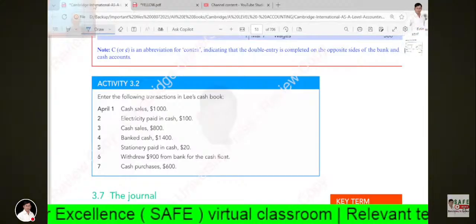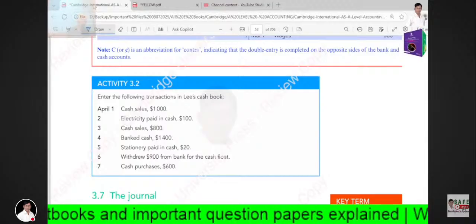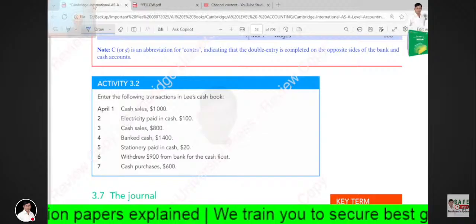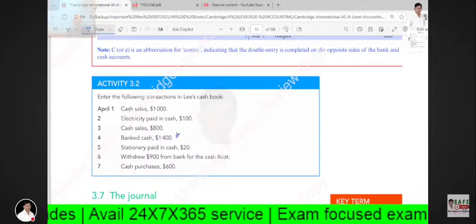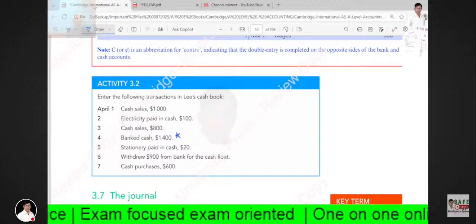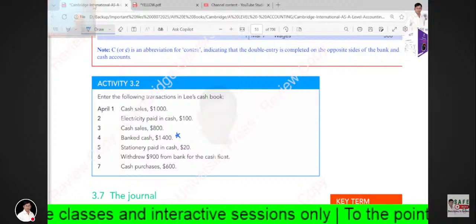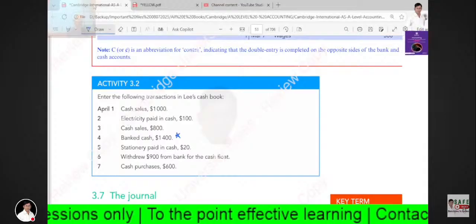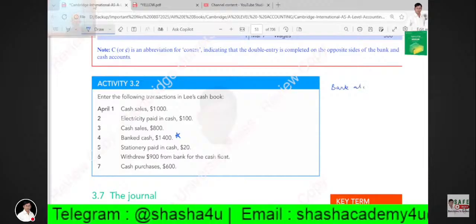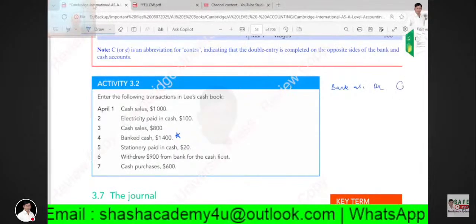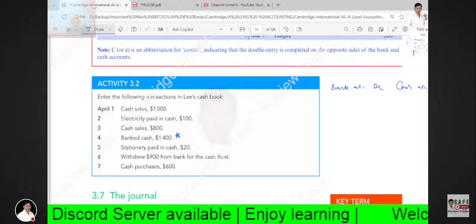Next, banked cash. What do you mean by banked cash? We are taking out cash and putting it into the bank. So what is the entry when we bank cash? Very important. Students often get confused with this entry. For that, just remember the entry first. This is the easy way. Bank the cash means you are depositing money in the bank. So bank account will be debited, and cash account will be credited.